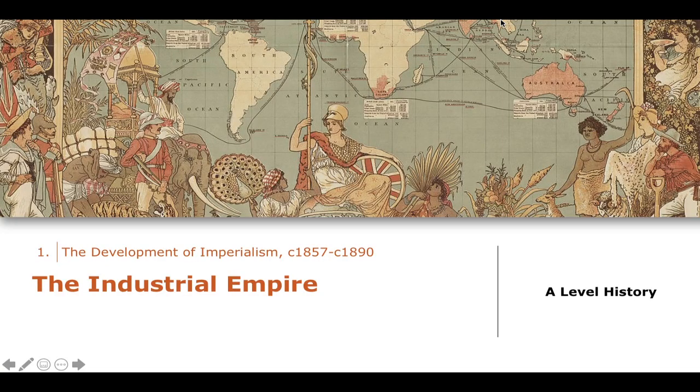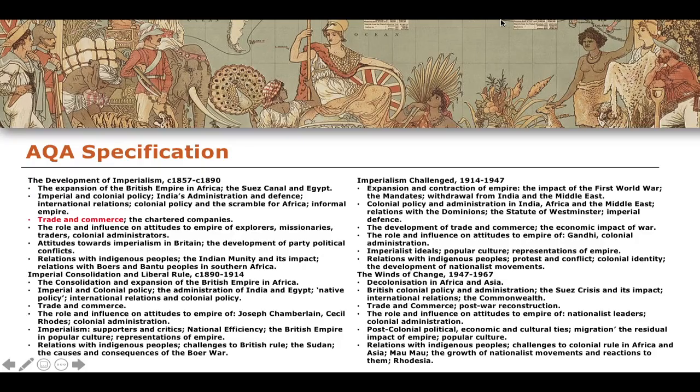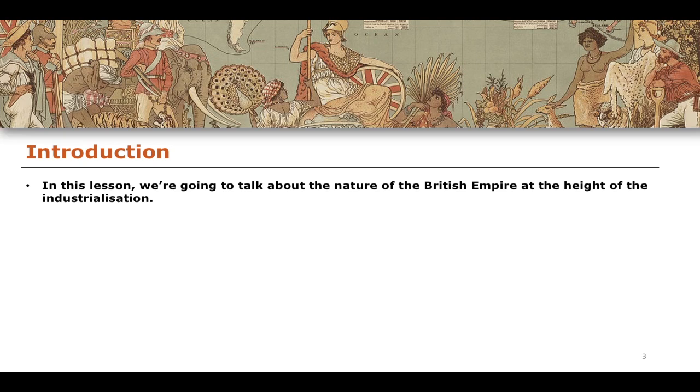In our continuation of lessons looking at the development of imperialism in the British Empire, and specifically talking about trade and commerce within the AQA specification, this lesson is going to explore the concept of the industrial British Empire. This involves looking at the ways in which various areas of industry began to develop during this period, talking about water canals, railways, trade and shipping and all these different kinds of things. That's essentially the purpose of this lesson, talking about the nature of the British Empire at the height of this industrialization.